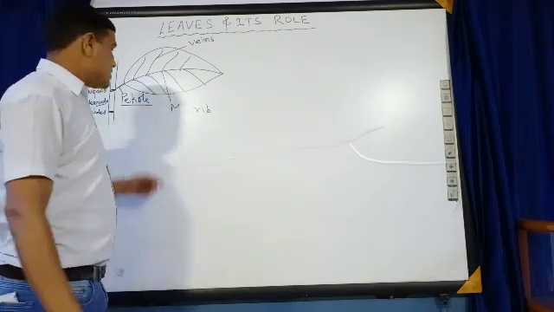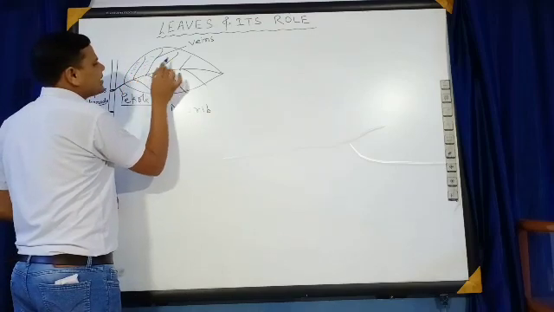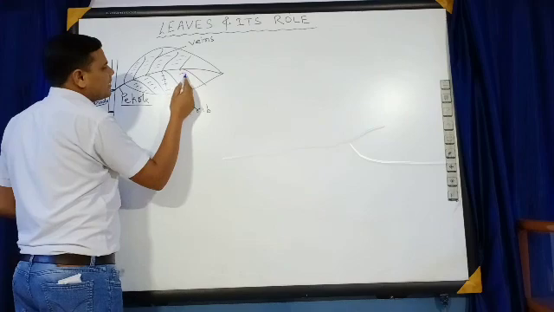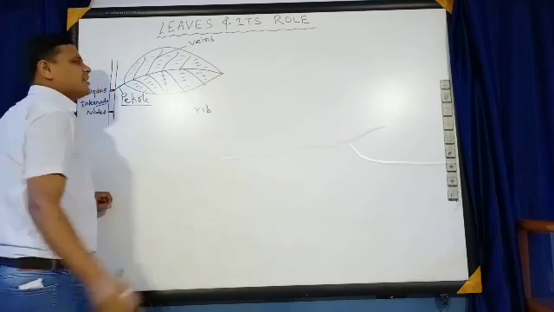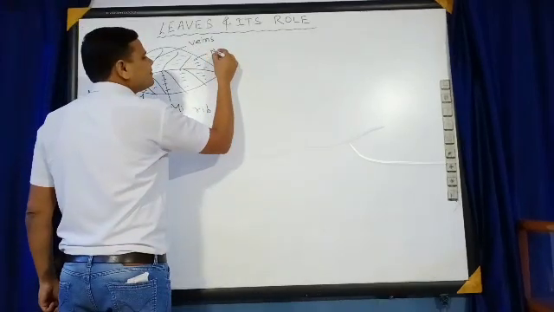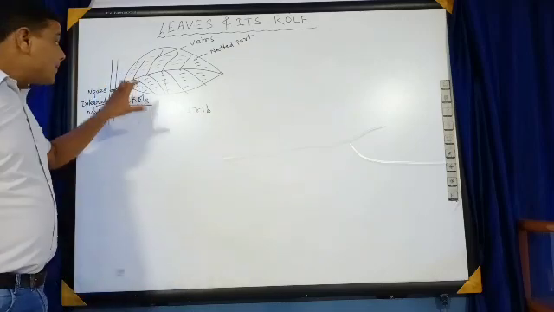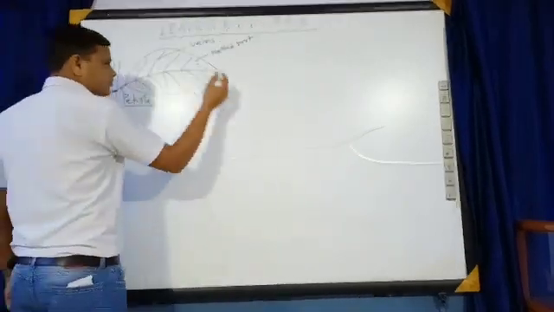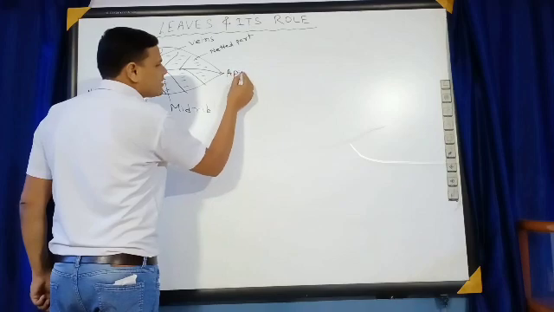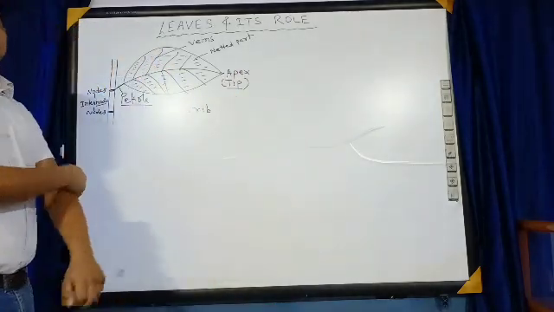And after that, in between the veins, we also have a net-like structure in the leaf, and that is the netted part of the vein. After that, the tip of the leaf is known as the apex, or you can say tip.